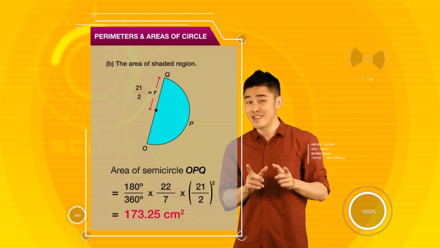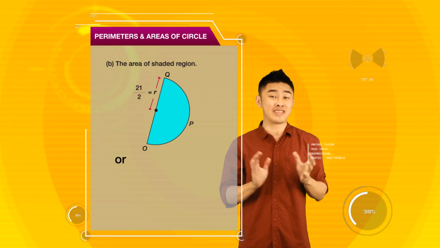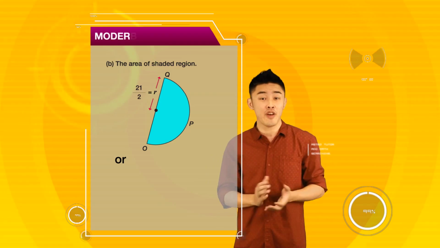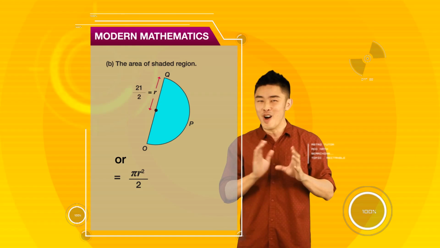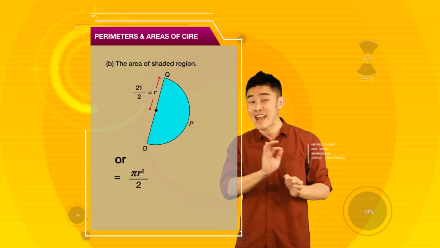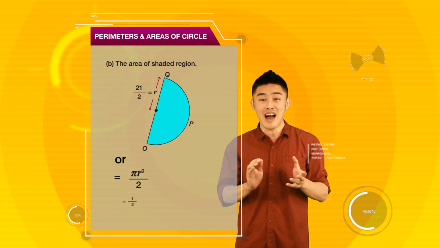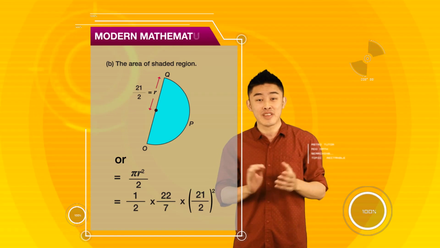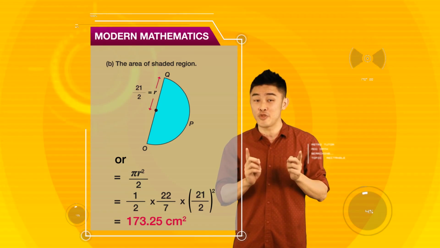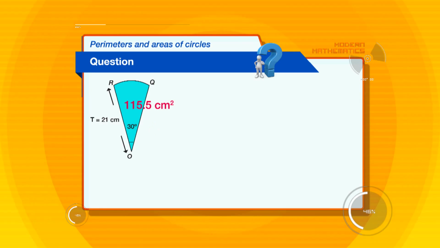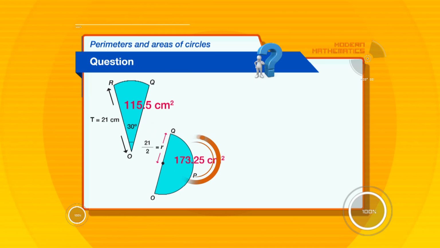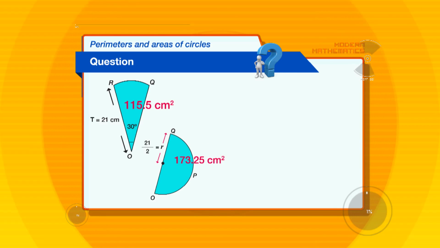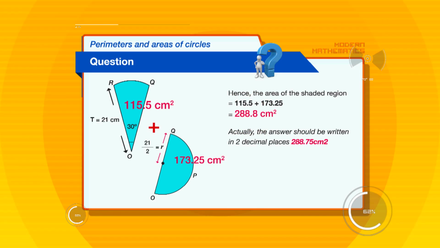Now, for the alternative method, we know that QPO is a semicircle, and we know that the full area of a circle is pi r squared. So all we have to do is take pi r squared and divide it by 2. So we have half times 22 over 7 times 21 over 2 squared. And that gives us the same answer of 173.25 centimeters squared. Hence, the area of the shaded region is equivalent to 115.5 plus 173.25, which equals 288.8 centimeters squared.